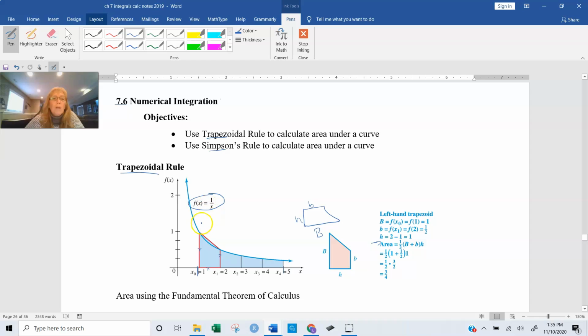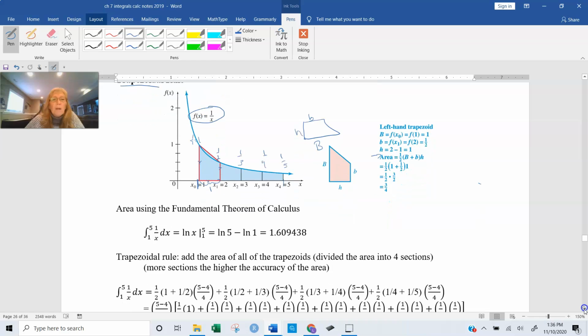So when we plug in 1, 1 over 1, we get 1. This one here is 1/2. Plug in 3 for x and you get 1/3. 4 for x, you get 1/4. And 5 for x, you get 1/5. Now we have to find the area of all those trapezoids and add them up. I'm going from 1 through 5, and I'm having 4 trapezoids, so my width is 1 this time. Okay, I hope you're doing well so far. Now, all we do is we add them up.